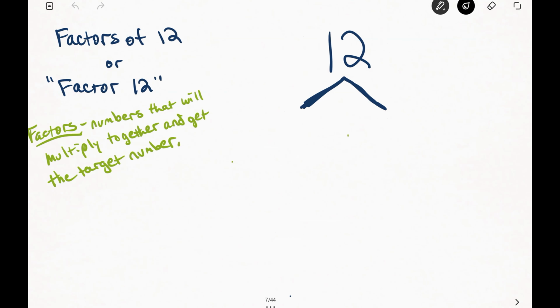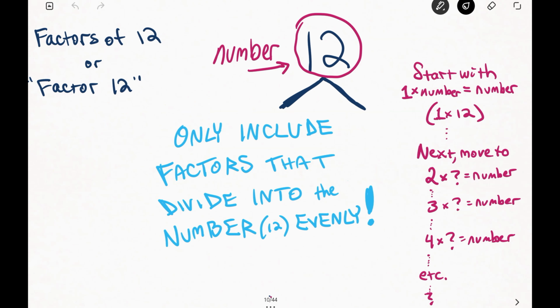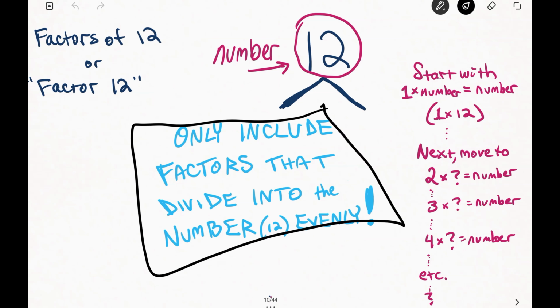So again, the factors are the numbers that will multiply together to get the target number. In this case, the target number is 12, but it could be anything. Now it's important to remember that we're only talking about numbers that divide into your target number evenly. We lucked out here with the number 12 because 1 goes into 12 12 times, 2 goes into 12 6 times, 3 goes into 12 4 times, but not all numbers are like that.